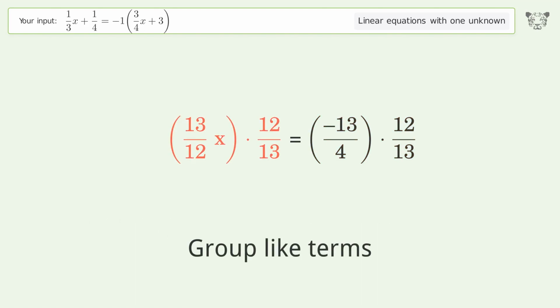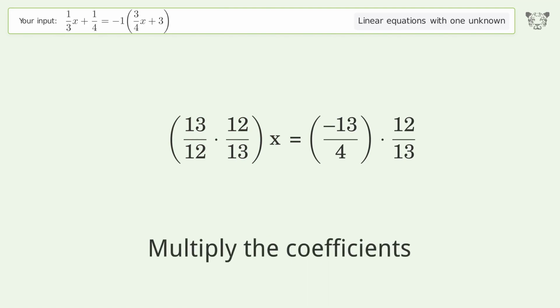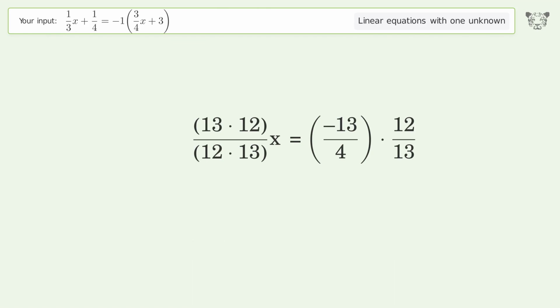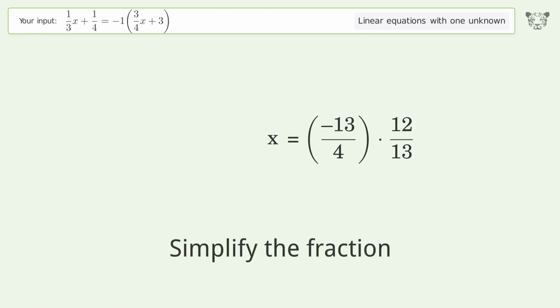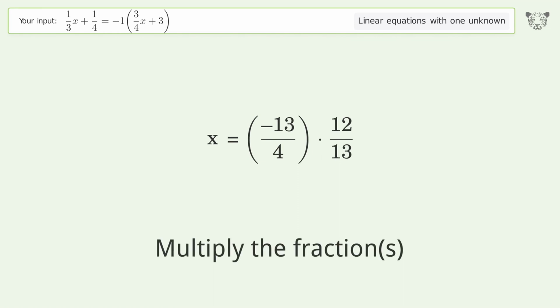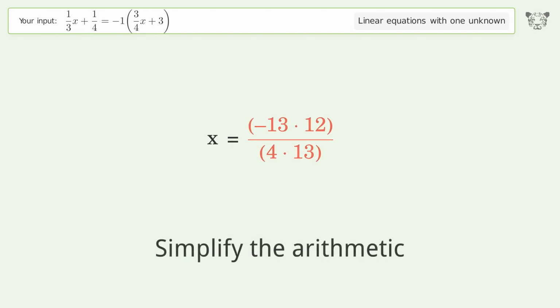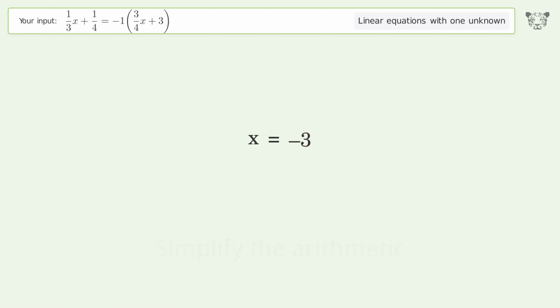Group like terms. Multiply the coefficients. Simplify the fraction. Multiply the fractions. Simplify the arithmetic. And so the final result is x equals -3.